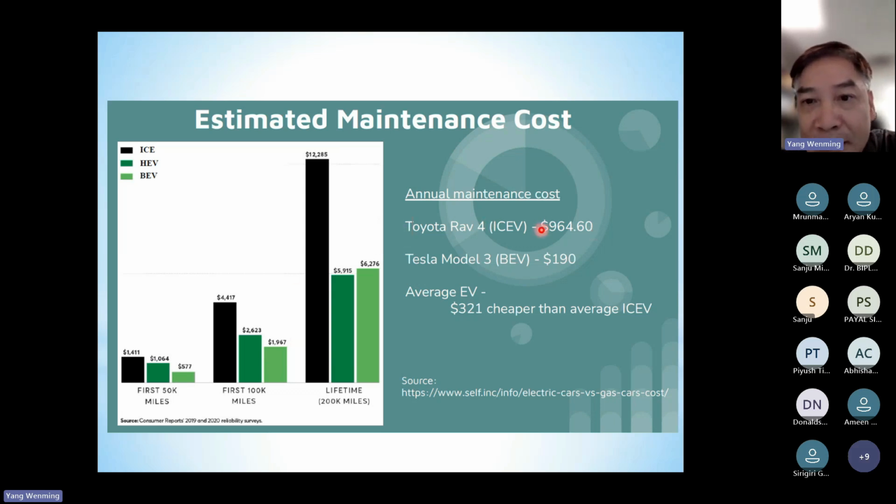So here is the maintenance cost for typical vehicles. This one is the Toyota SE vehicle, and the maintenance cost is about 964.6 US dollars annually, and this one is 190 US dollars annually. So on average, the electric vehicle is about 321 US dollars cheaper than the average SE vehicle.